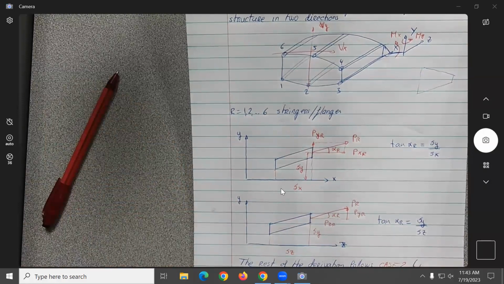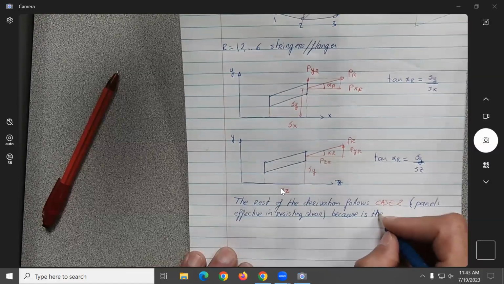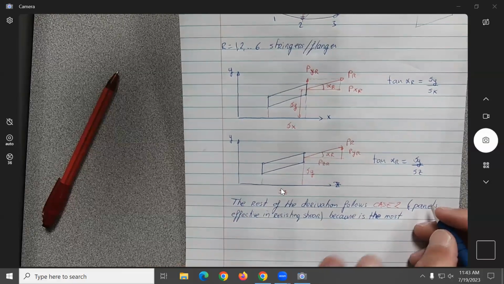Which is what? Finals, effective in resisting shear, because it is the most general.